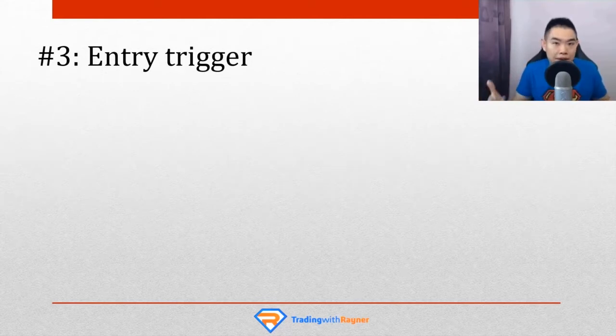Then we covered area of value. There are two things we covered in area of value: support, resistance, and moving average. And these are tools that you can use to tell you where to buy or sell. So market structure tells you what to do. Area of value tells you where to buy or sell. And now we're moving to the third component, entry trigger. This tells you when to buy or sell.